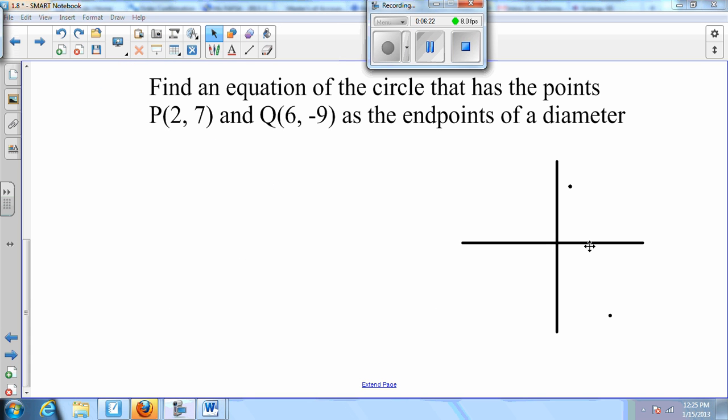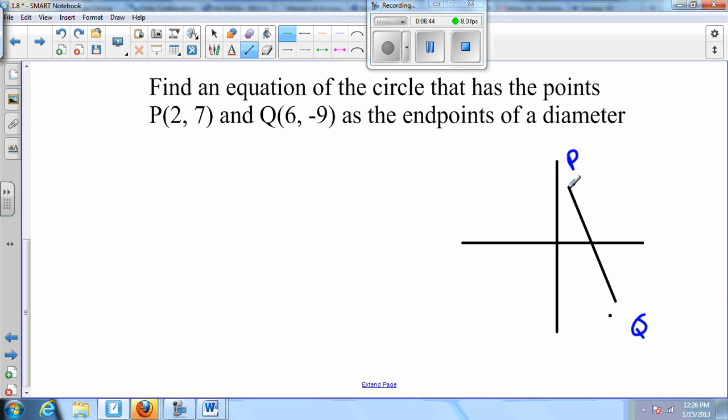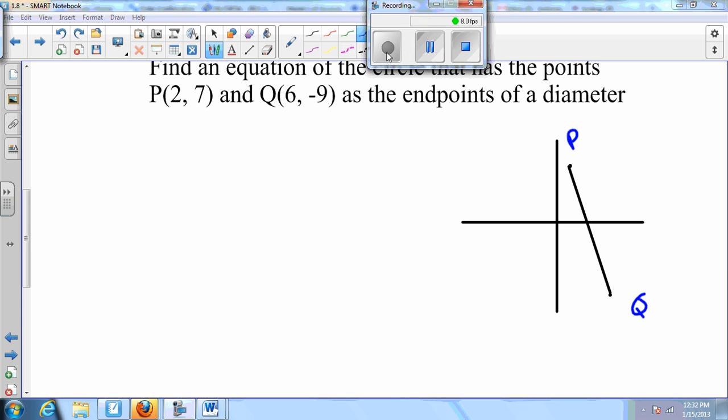We'll now be finding an equation of the circle that has endpoints P at (2, 7) and Q at (6, -9). Because they're endpoints, if we connect them, that makes it a diameter. Because it's a diameter, we can find the midpoint, which is also the center of the circle.